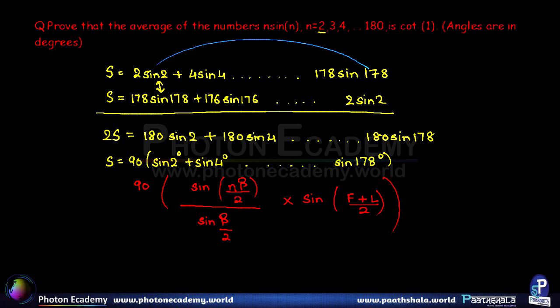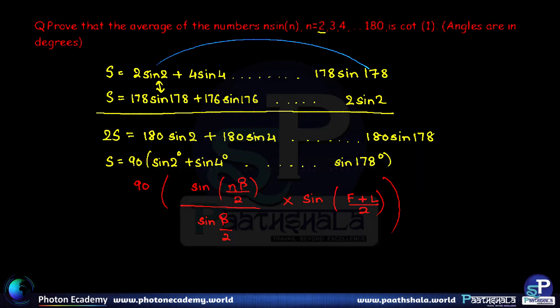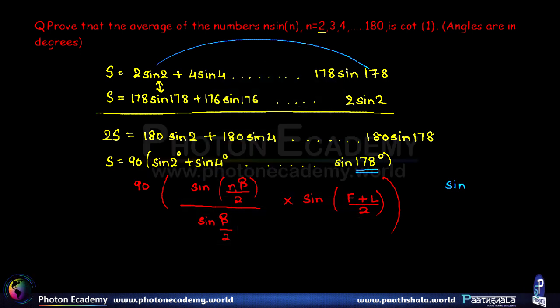Okay. So now let's just substitute all the values. So n is equal to 89 because it is 178 upon 2. So n is equal to 89. Let's write it over here. So that is sine of 89. Beta is 2. And then 2 and 2 will get cancelled. So it is sine 89 in the numerator upon, in the denominator again we have 2 upon 2. So that is sine 1.